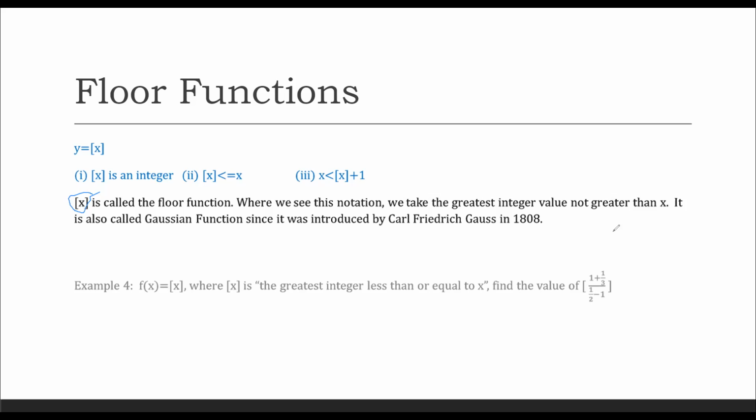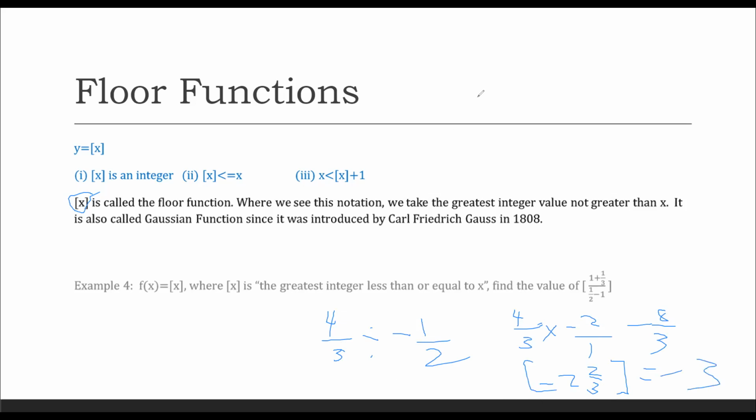So first you have to simplify the inside. It turns out to be 4/3 divided by −1/2. So you can just do keep, change, and then flip. And then you'll get −8/3. And this is equal to −2 2/3. And so the greatest integer less than or equal to this number is equal to −3.